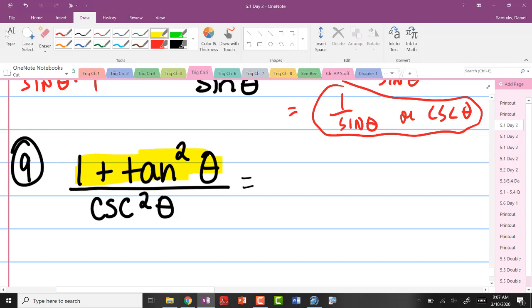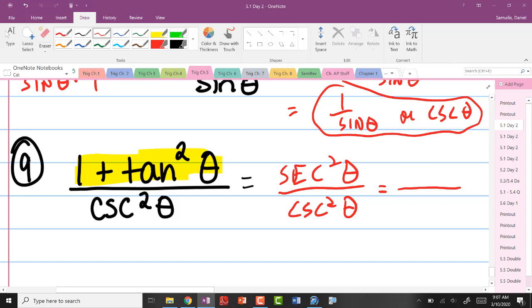Secant squared. Now I'm going to blow your mind. Secant squared of theta over cosecant squared of theta. Cosecant squared on the bottom can be turned into blank on the top. Anyone? Sine squared because they are reciprocals. And then secant squared on the top can be turned into what on the bottom?